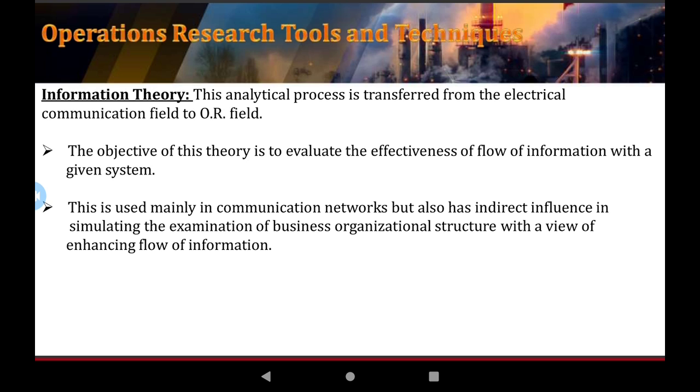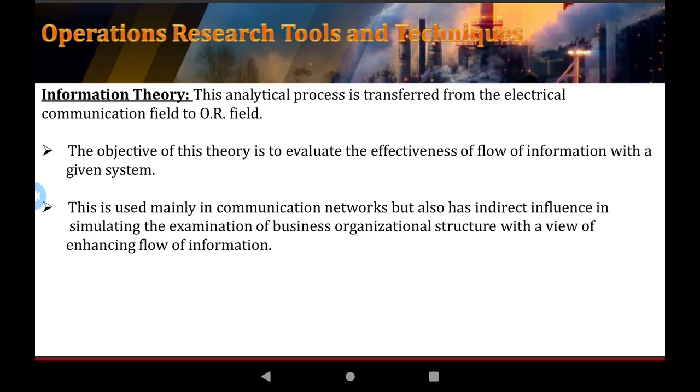Given the information about the problems, you make models of the problems, analyze them, and use mathematical and logical techniques to solve the problems easily. The objective of this theory is to evaluate the effectiveness of the flow of information within a given system.